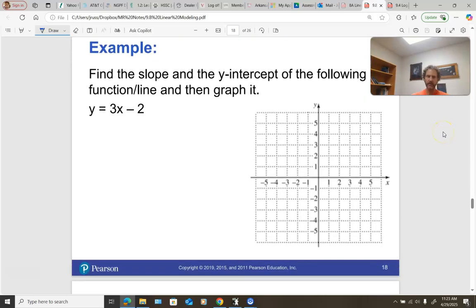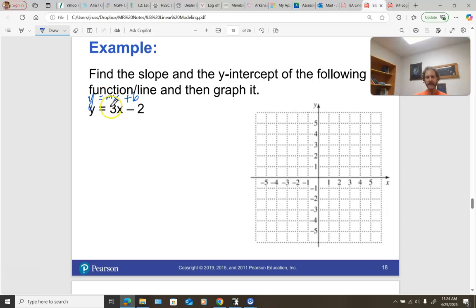Alright, so let's try graphing one of these. So it says find the slope and the y-intercept of the following function / line, and then graph it. Okay. So you can see that this is written in that form, y equals mx plus b. You've probably heard this before, or remember it, maybe from high school.